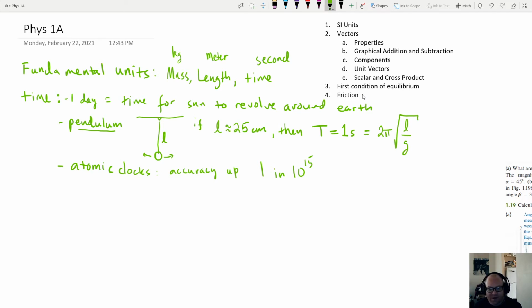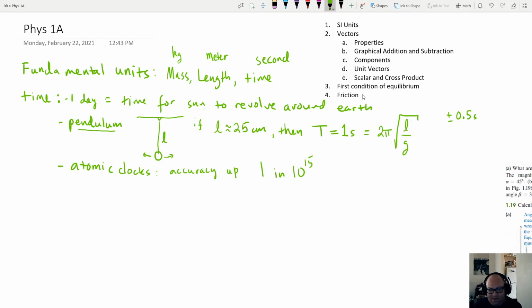So if the pendulum clock was able to do accuracy on the order of plus or minus half of a second, this would be plus or minus 0.00... You have 15 zeros and then a 1, basically, right? So very, very accurate atomic clocks are.